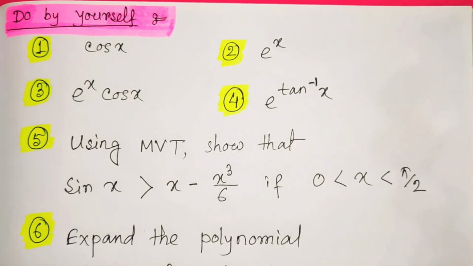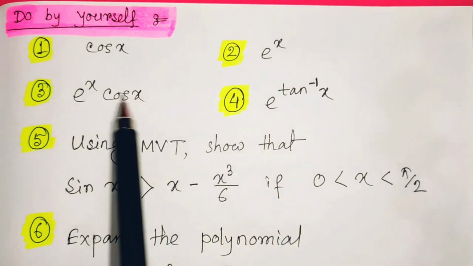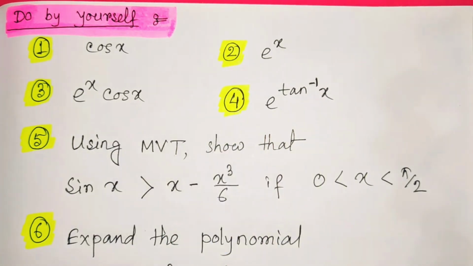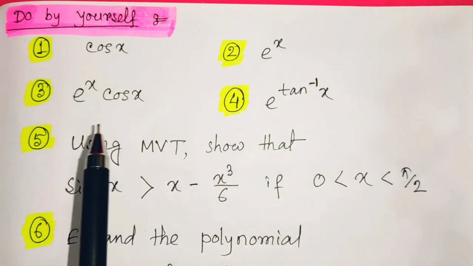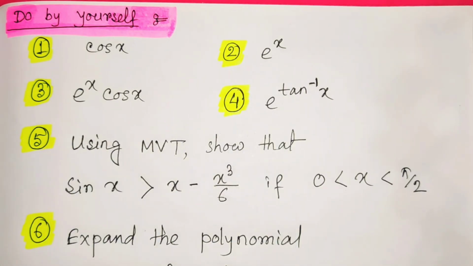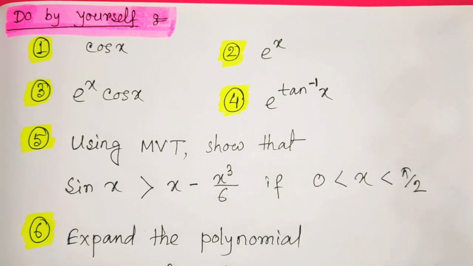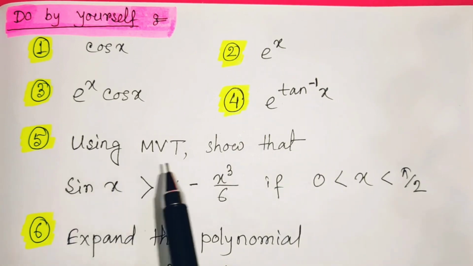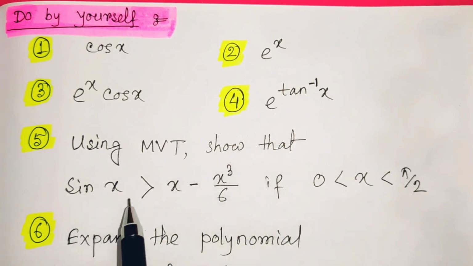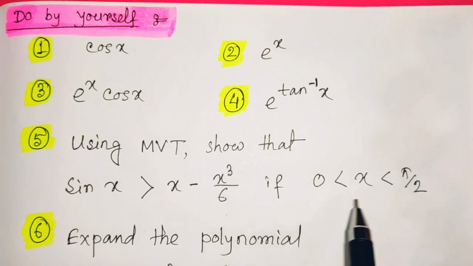So the first question is the function cos x. For the first four functions, do both the finite and infinite series. The first function is cos x, the second is e to the power x, the third is e to the power x into cos x, and the fourth one is e to the power of tan inverse x. The fifth question is: use MVT to show that sin x is greater than x minus x cube by 6 if x lies between 0 and pi by 2.